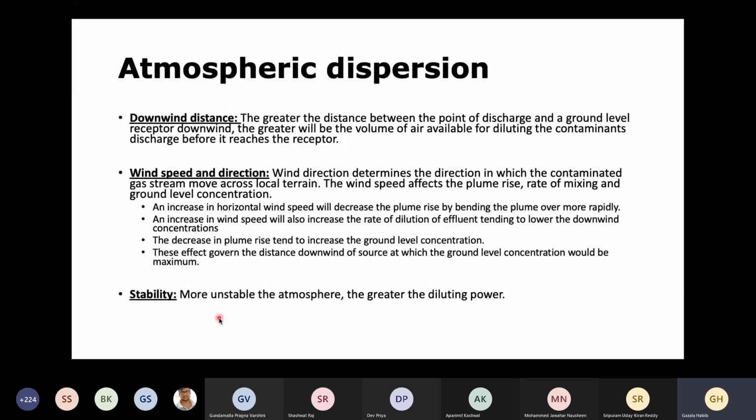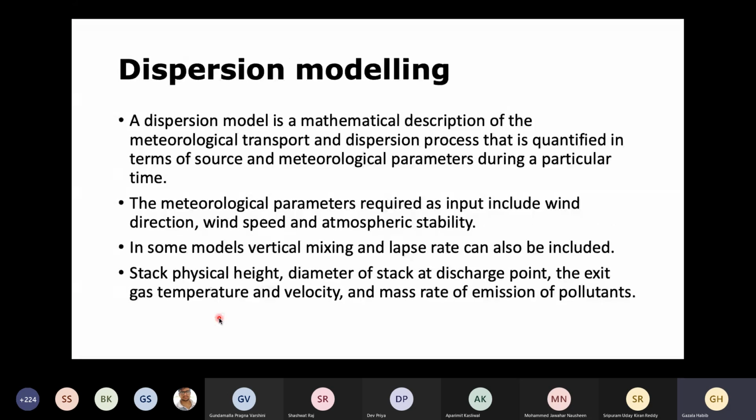Stability class. We have already talked about the stability class. There are three classes: neutral, stable, and unstable. We know that the more unstable, that means more dispersion and dilution. That means low concentration of pollutant in the atmosphere. While for stable condition, it is just opposite to unstable condition. So this is what a dispersion model actually takes into account.